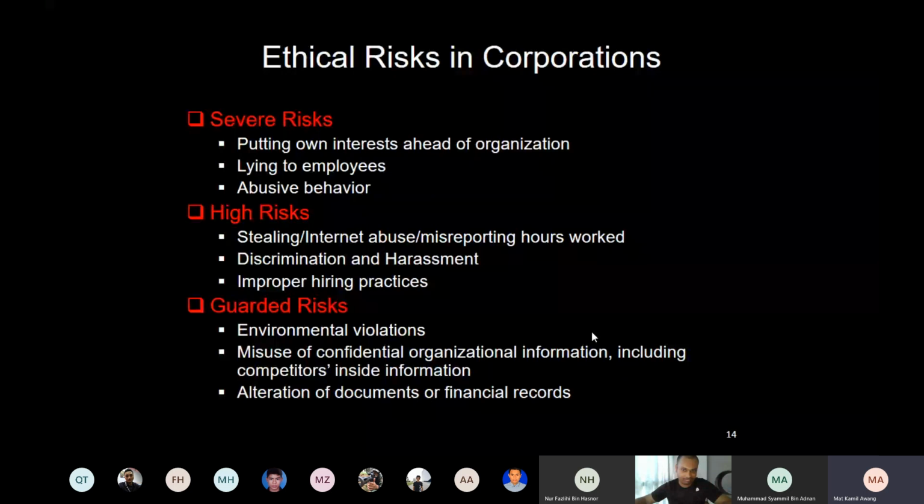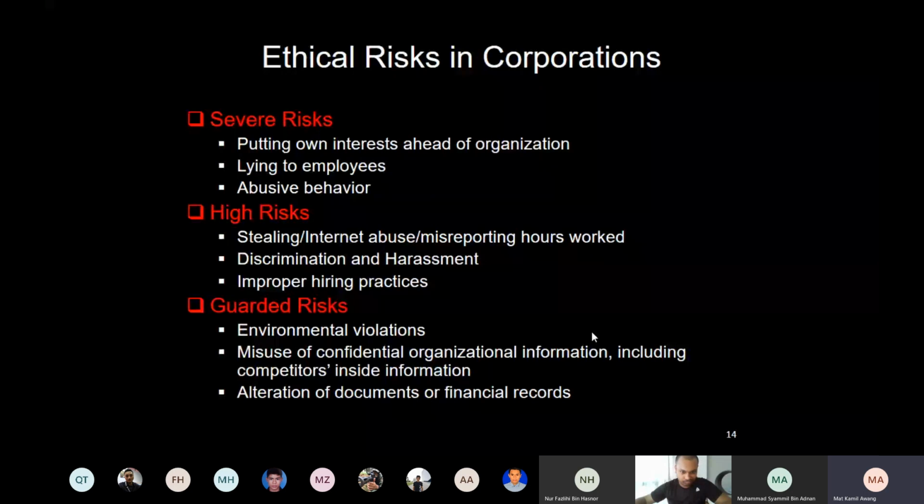High risk types are stealing, internet abuse, and misreporting hours worked. For example, you work 6 hours, but you report 8 hours. Discrimination and harassment. To me, discrimination and harassment should be severe risk instead of high risk, especially sexual harassment. Those can actually get you fired. Improper hiring practices. You hire based on cronyism, for example. So those are the high ethical risks.